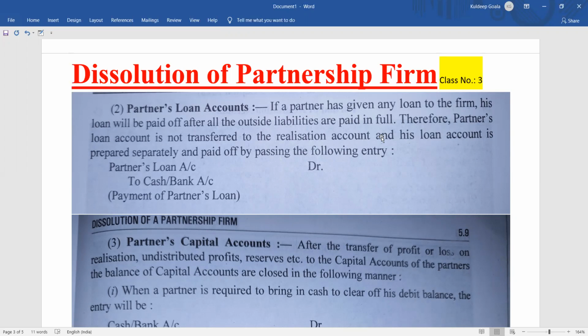So that I will explain today, and we will take up a complete sum, where complete means it will have completeness in nature: realization account will be there, partners' capital account will be there, partners' loan account will be there, cash book will be there. That means cash or bank account we have to prepare. So that is the complete nature of a question, and that type of complete question we are going to take up today.